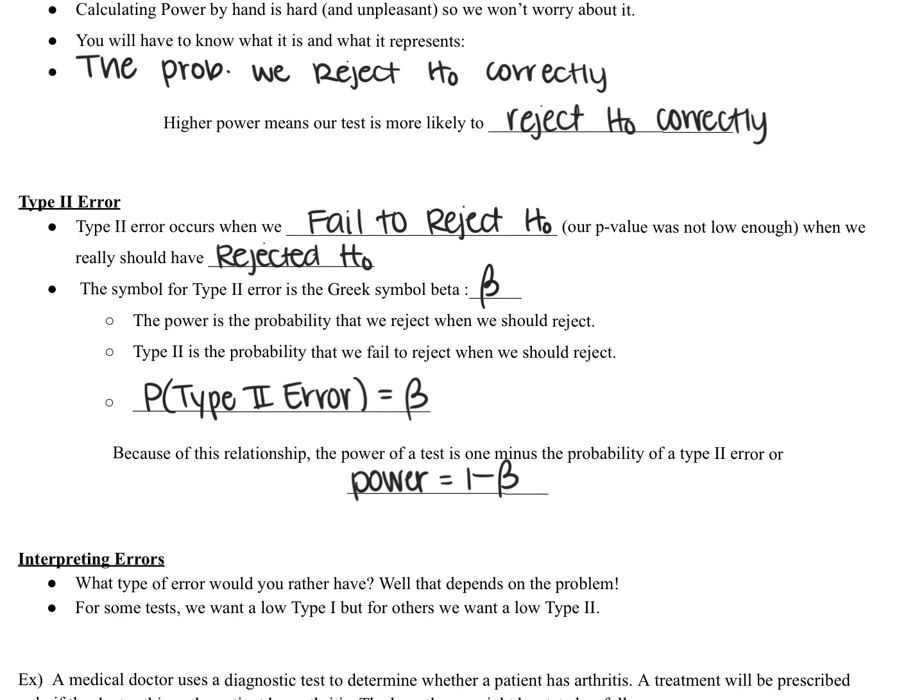Which again, I'm not really going to be giving you a beta, so it's not like we're actually going to be calculating power or the probability of a type 2 error, but it is the relationship that exists.